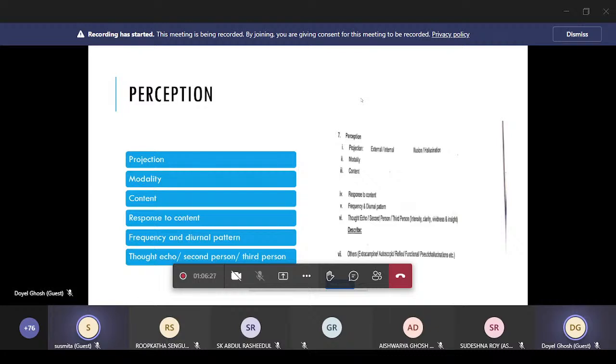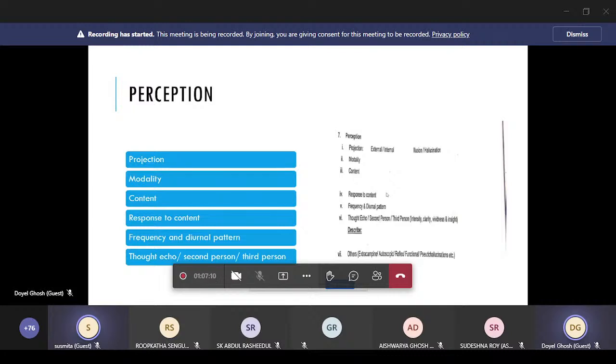What is the content of the hallucination? We need to understand what it is saying, what it is doing, what it is telling. Is it telling you that you are going to die? Is it telling you to jump out of the window? And what is the response to the content? How is your patient responding to it? He's closing his eyes, ears, running away from that place, replying back. What is the frequency and diurnal pattern? Is it more in the daytime or in the night time? You need to write that.